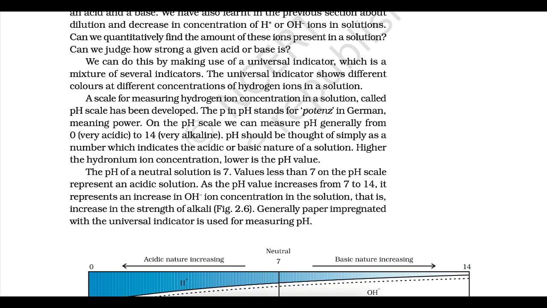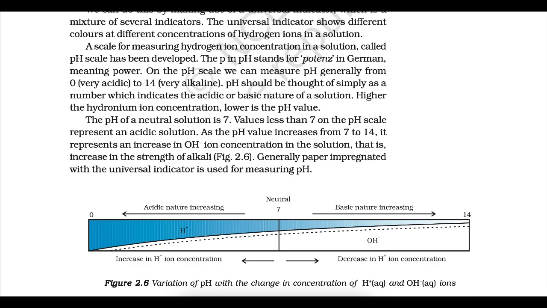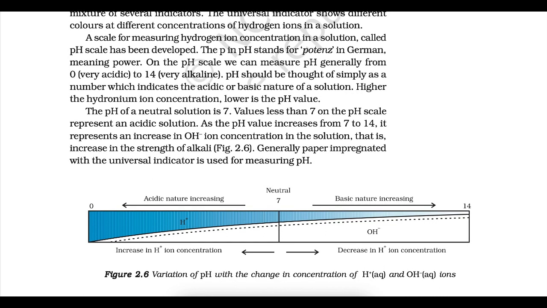The universal indicator shows different colors at different concentrations of hydrogen ions in the solution. A scale for measuring hydrogen ion concentration in a solution, called the pH scale, has been developed. The P in pH stands for Potenz in German, meaning power. On the pH scale, we can measure pH generally from 0 to 14. pH should be thought of simply as the number which indicates the acidic or basic nature of a solution.